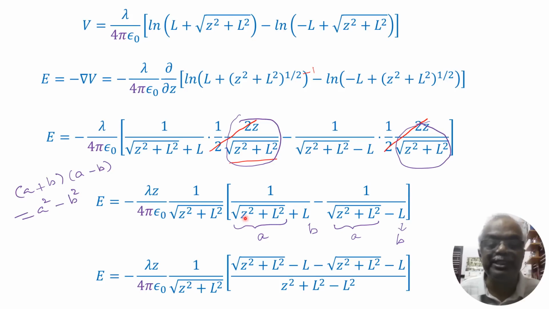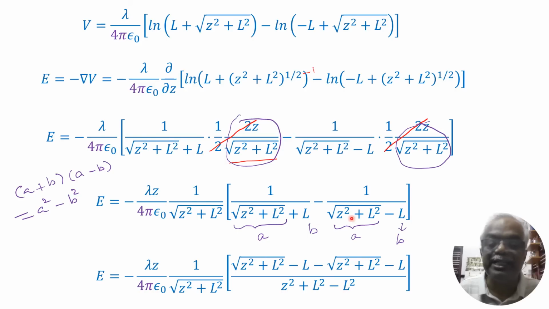Here, a squared is square root of z squared plus L squared, so this will become z squared. Square root will get removed. Z squared plus L squared. And if you take minus b squared, here b is L. So minus L squared you will get.